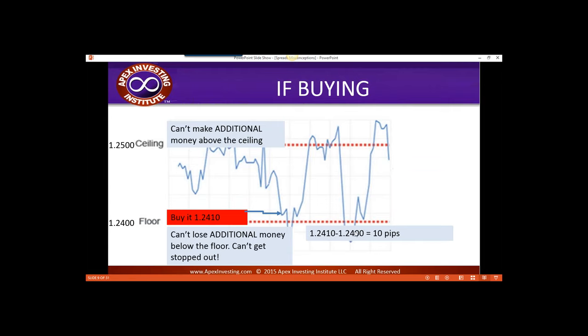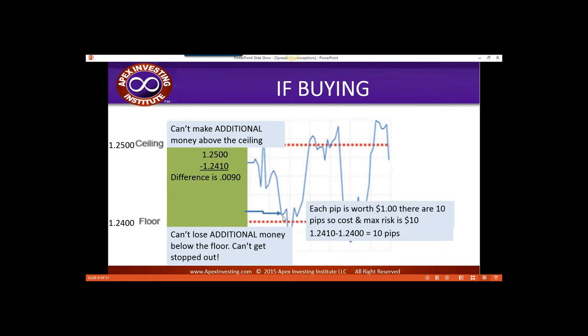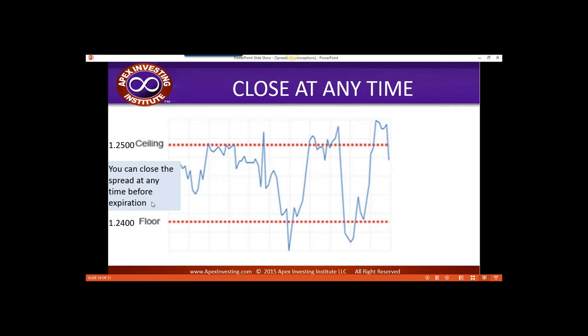Because the floor is 2400, I'm buying at 2410, that's 10 pips of risk there. Again, each pip is worth a dollar. What is my potential reward? If I'm right, the market goes up. Well, I bought right here at 2410. I can make money all the way up to 2500. So that difference is 90 pips. And again, each pip is worth a dollar. So my potential profit is $90.